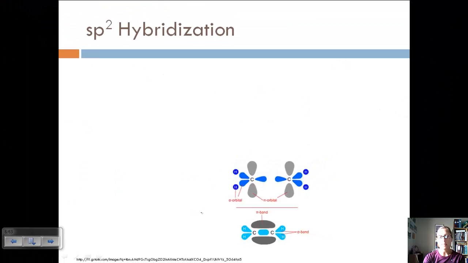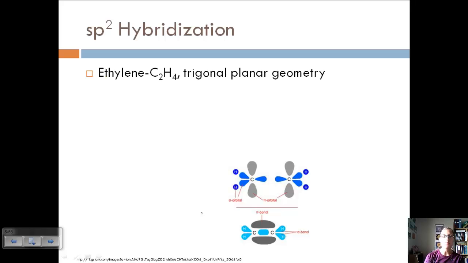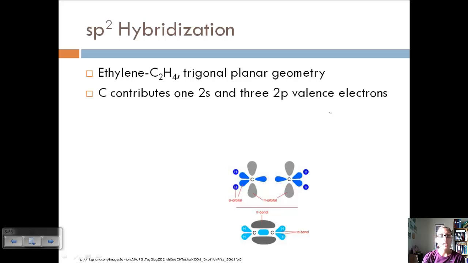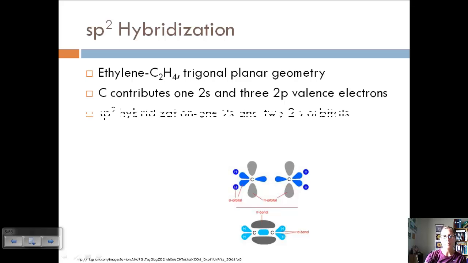Okay, there's lots of other types of hybrid orbitals, so let's look at those other types. Our next example is ethylene, which is C2H4, and if we do the Lewis structure, it has trigonal planar geometry. And so let's see if we're going to have room to do that. Each carbon contributes one 2s and three 2p valence electrons, just like we talked about for the methane.